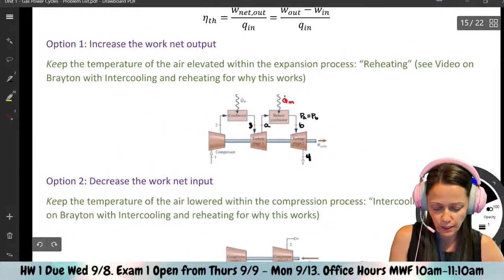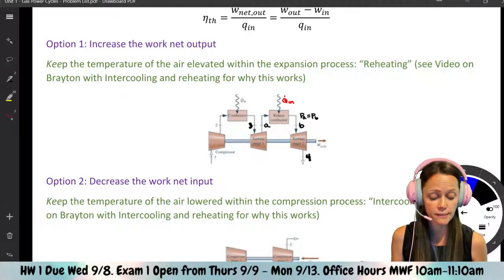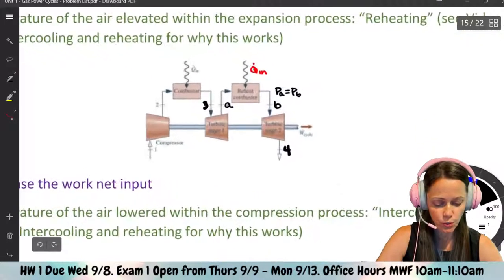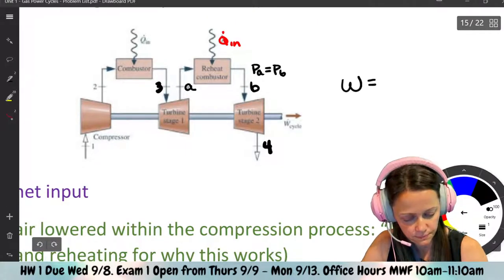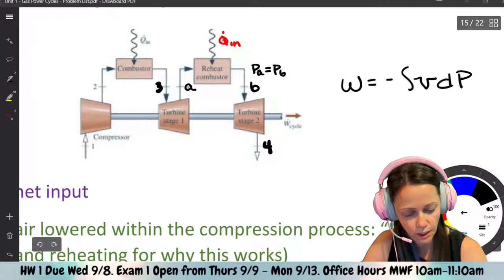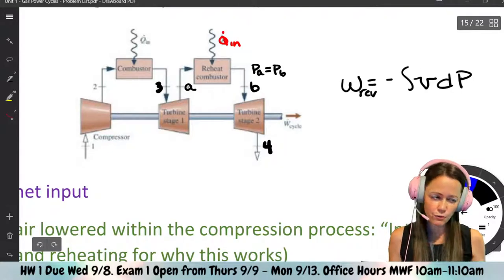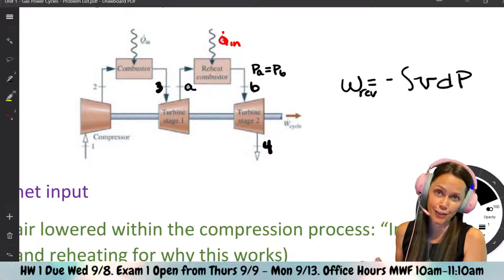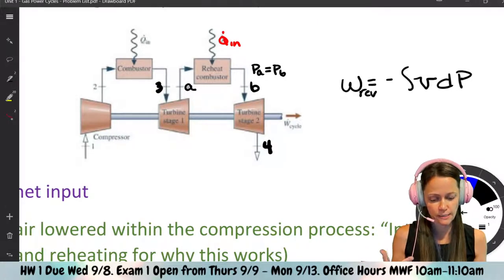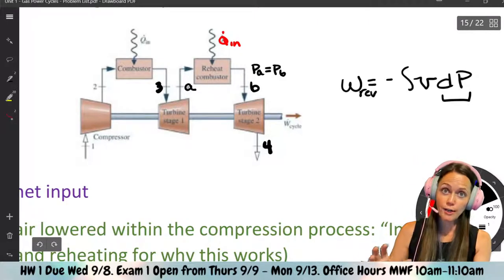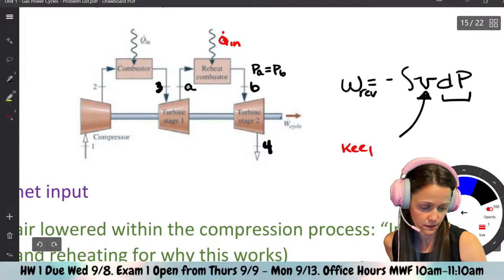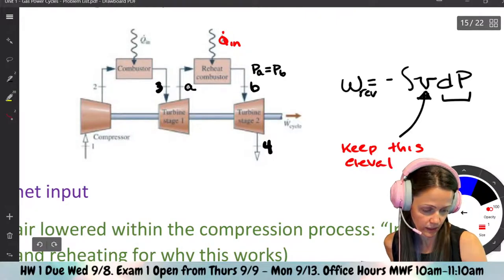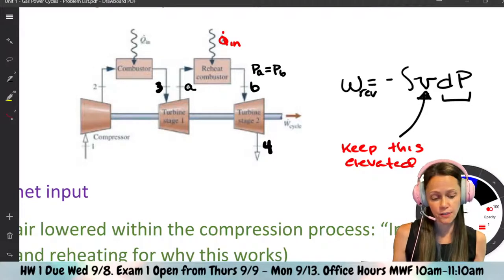The reason that we do this is to increase the amount of work that we get out of this process. The video on reheating and intercooling talks about this, but if you recall, the equation for steady flow reversible work, back at the end of Thermo I, is this equation. Now, we may have an isentropic efficiency of less than one, so we might have irreversibilities that we do consider, but the general concept remains the same. Given a given pressure difference, if we can keep this specific volume elevated, then the work that we get out of this will be high as well.